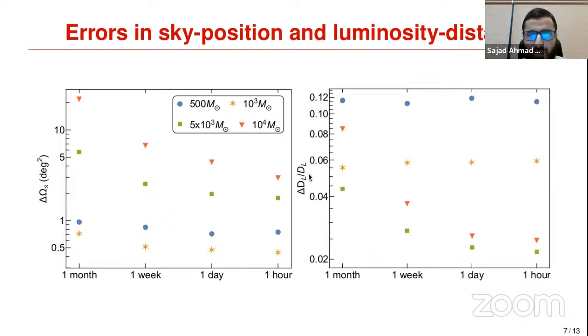Yeah, so now the right plot shows the errors in the luminosity distance as a function of time left before merger. In this case, for the high mass systems, the errors in the luminosity distance are better, because as I said in the SNR plot, the SNR for these systems is greater as compared to the low mass systems, and also these high mass systems accumulate most of the SNR in the last month before the merger, and that's why they show a sharp improvement in the measurement of luminosity distance when we move closer to the merger. So now we have good SNR, good sky localization, and good measurement of the luminosity distance.